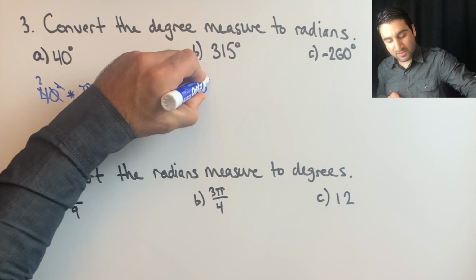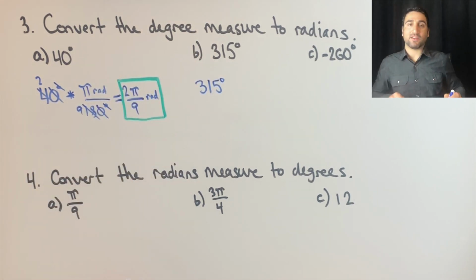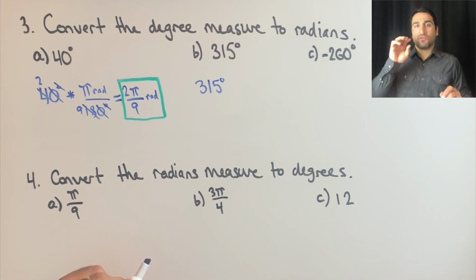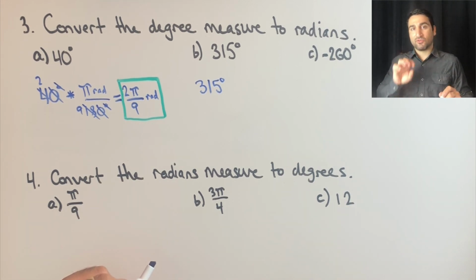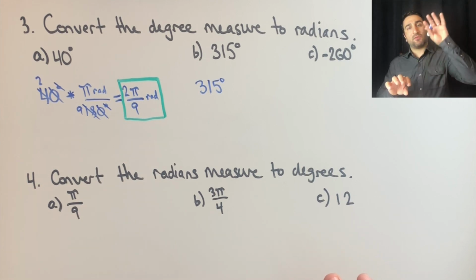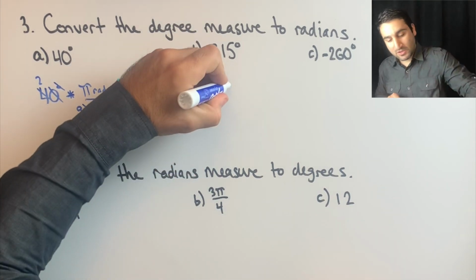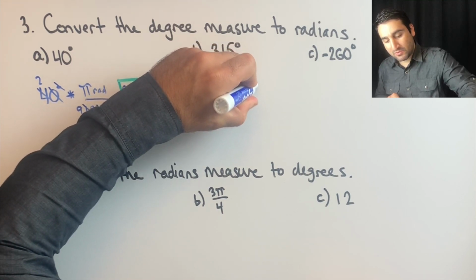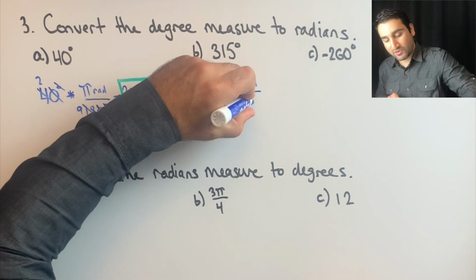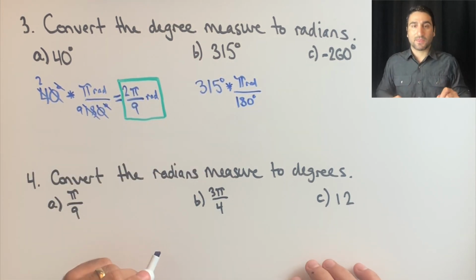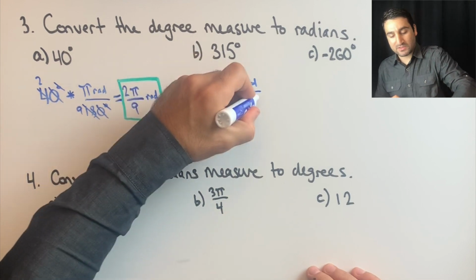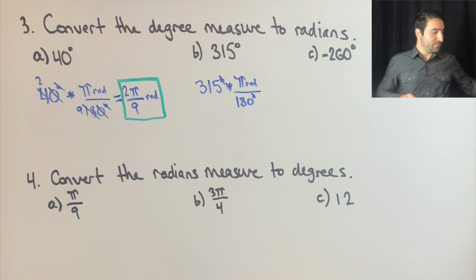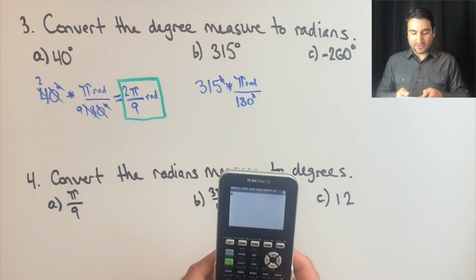Same thing. We're going to take 315 degrees, and then you want to multiply it by its equivalent radian over degrees. You're putting degrees on the bottom so that it cancels out with the degrees on the top. So we're going to multiply this by pi radians over 180 degrees. Great. And pretty much the degrees cancel out, and we just need to simplify this.